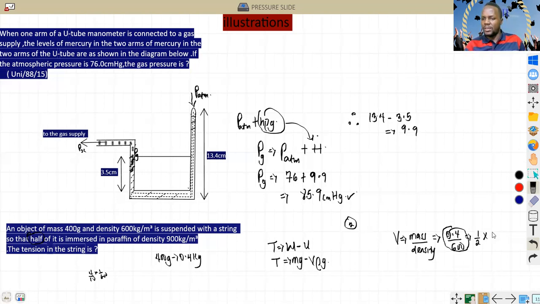Half of it is 0.4 divided by 600, which is saying you can say 0.4 divided by 12. I'm just trying to make it simple and direct so that you can punch your calculator in JUPEB or any form of examination here. We allow you to use a calculator because it's theoretical.